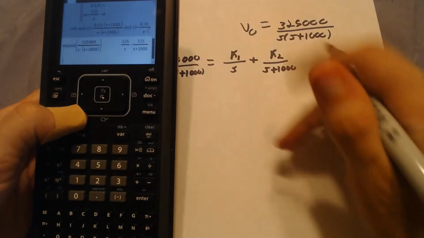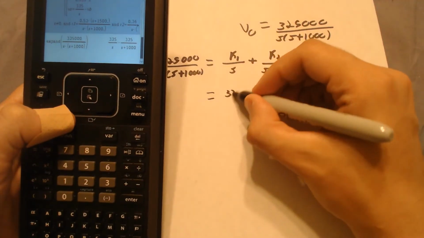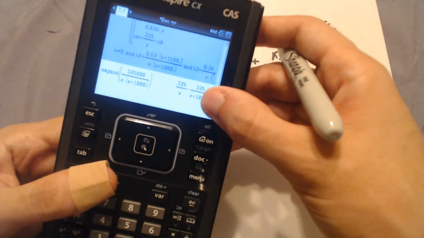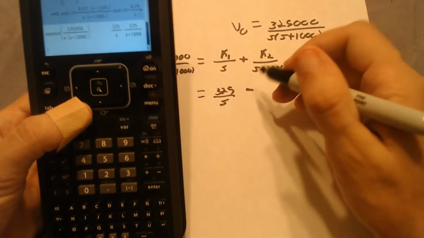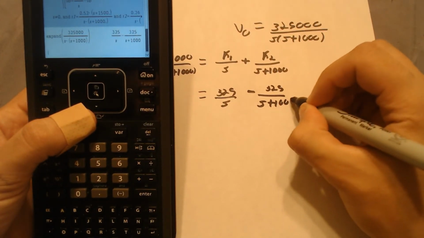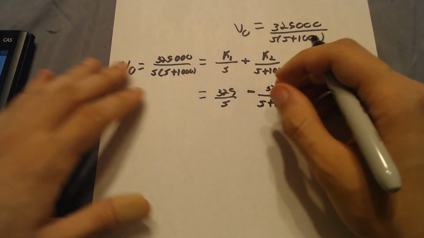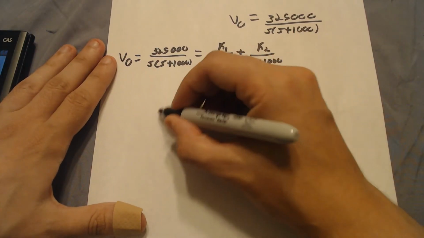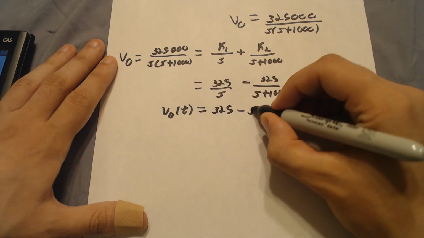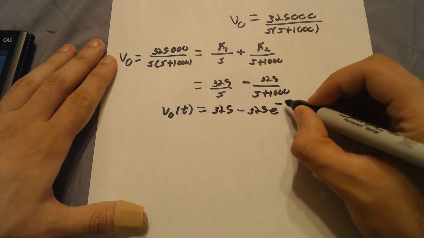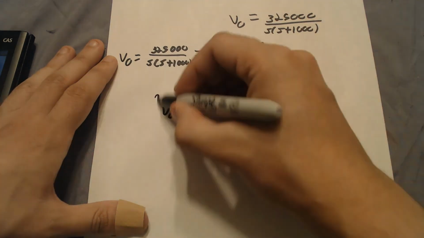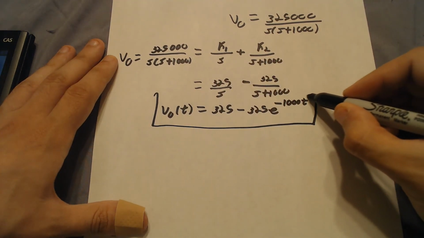So I'm going to write that down. It's going to be equal to 325 over s minus, you've got to be careful with the minus sign because it's very easy to overlook it, 325 over s plus 1000. Now it's very easy to calculate the inverse Laplace from this form. The inverse Laplace would simply be 325 minus 325 e to the minus 1000t. And that's going to be our answer. That's going to be our v naught in time domain.